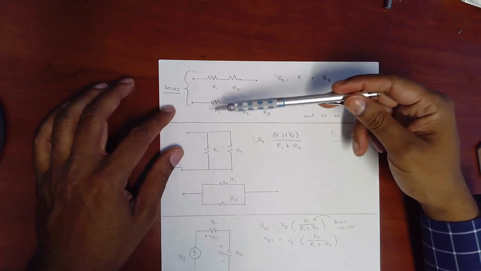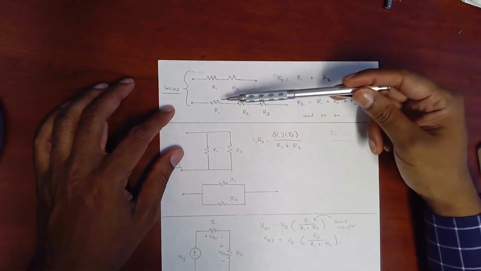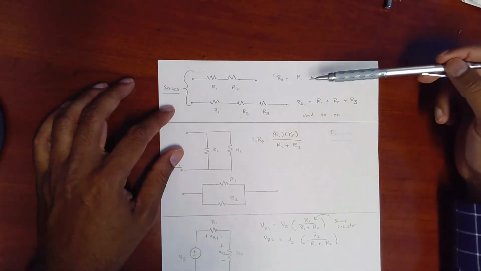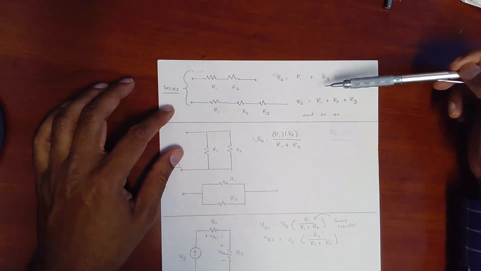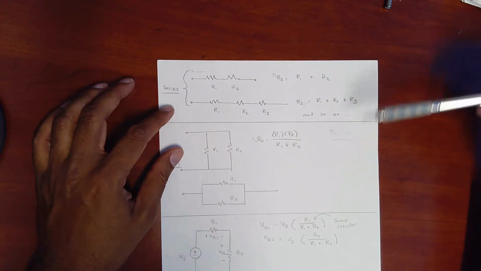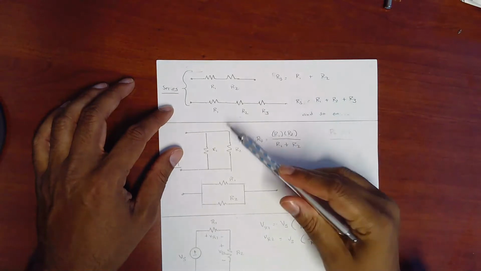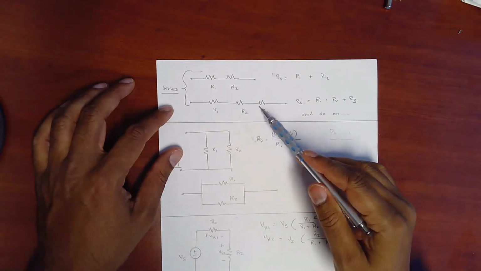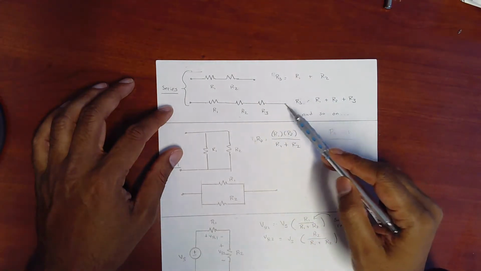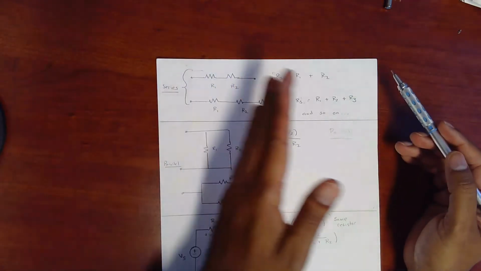Now, you could have more than two in series. You have R1, R2, R3. Then your series equation RS is equal to R1 plus R2 plus R3, and so on and so forth. If we had 4 resistors, it would be R1, R2, R3, and R4 together, right? You just add them all up in series.